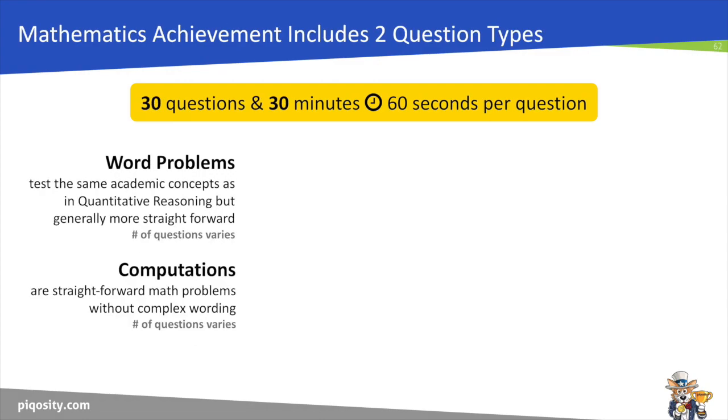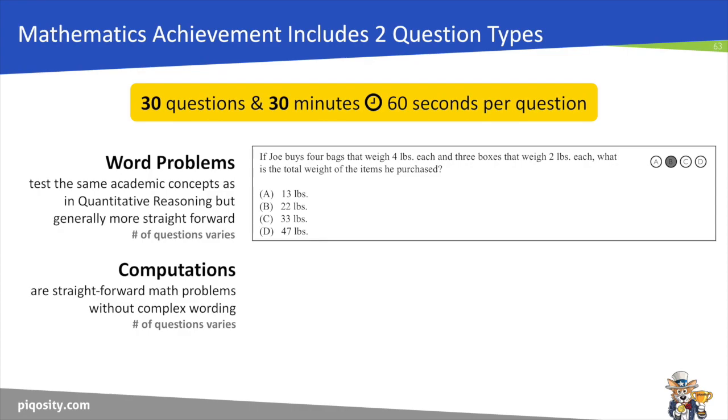The mathematics achievement section is the 4th and final scored portion of the ISEE Lower Level. Students are presented with 30 questions and given 30 minutes to complete them, or exactly 1 minute per question. Most of this section is composed of word problems similar to the quantitative reasoning test. However, these word problems tend to be a little more straightforward, but in exchange for their simpler presentation, they may require students to do time-consuming mathematical computations.